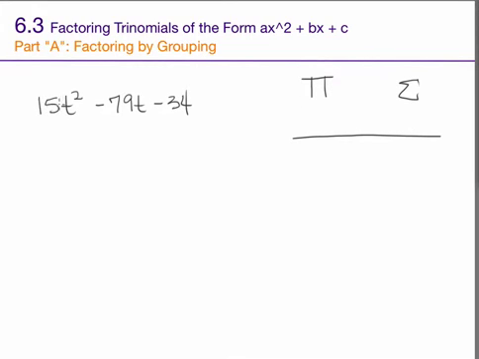My product is 15 times negative 34. That's a huge number. I'm going to have to use my calculator. 15 times negative 34 is negative 510. There are so many different ways to write 510. Negative 1 times positive 510 is only one of them. And then, of course, positive 1 times negative 510 is another.